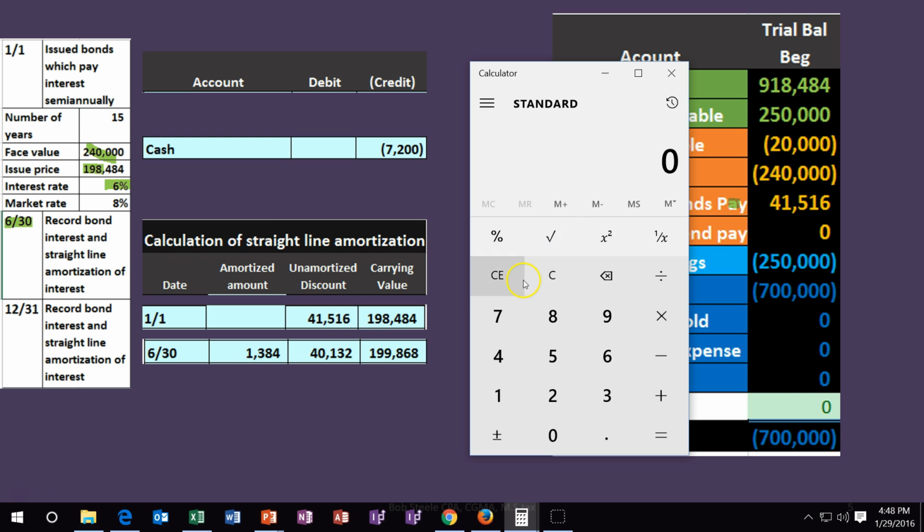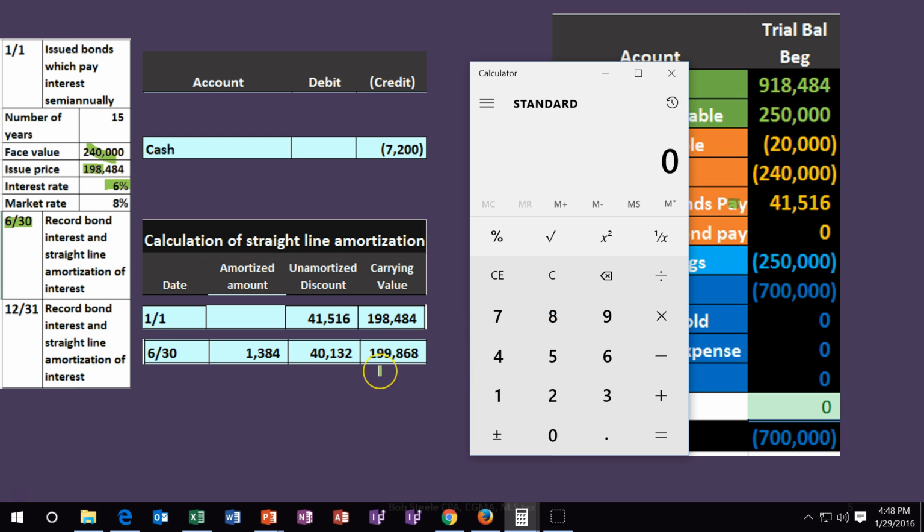So we could also do that. A lot of people will think about it this way. We don't want to think about how many years. We want to think about how many periods. So if it's 15 years, semi-annually, twice a year, times 2, that would be 30 periods. So we can just take that same 41,516 divided by 30 periods. That would give us the same 1384. And that means that our discount should go down from 41,516 minus 1384 to this 4132.